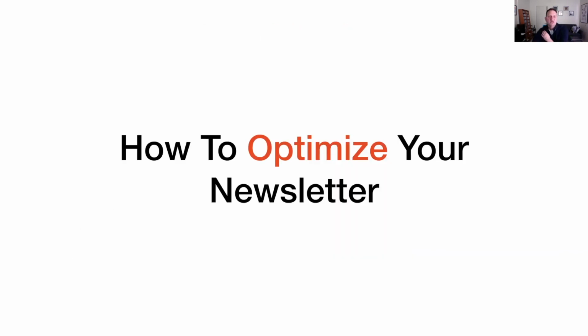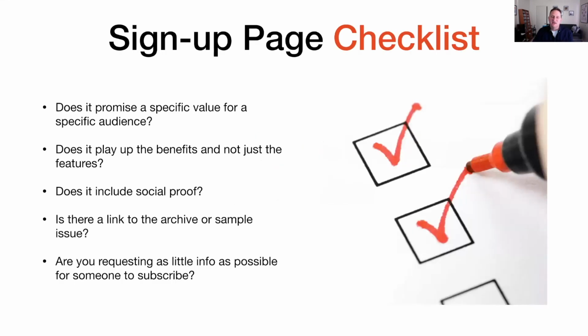Okay, so let's get in a little bit to how to optimize your newsletter. So you've analyzed all those things, you have a sense of how you're doing, what's working, what's not, and now we'll get into some specifics that you can improve. So the first thing is your sign-up page. Obviously, if you want to grow your audience, you're most likely driving people to a sign-up page. And the better your sign-up page, the higher the percentage of people who will subscribe.